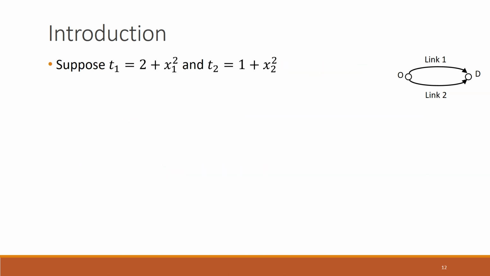Let us take a look at this through an example. Suppose we have this network, where people have to go from origin to destination through 2 links. In these kinds of examples we can use link and path interchangeably, because a path only consists of one link here. So path 1 just has link 1 and path 2 only has link 2, and these two paths are not overlapping with each other. Suppose these are the travel time functions that are given to us.